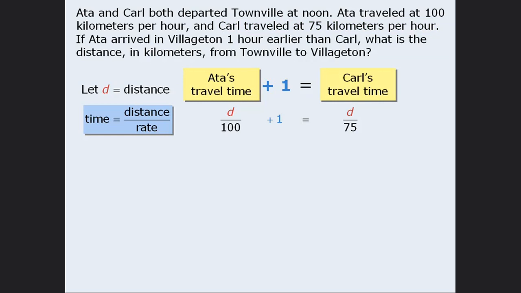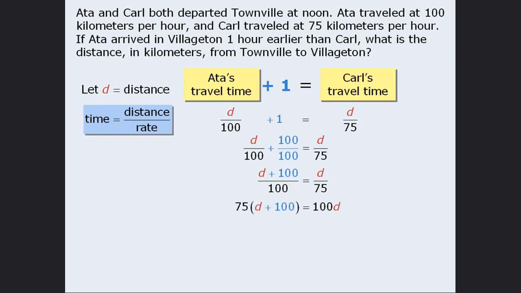At this point, we have an equation we can solve for D. First, we will combine the terms on the left-hand side by first rewriting 1 as 100 over 100. Now that we have common denominators, we can add the terms to get the following. From here, we can cross-multiply, then expand the left-hand side, then subtract 75D from both sides, and then divide both sides by 25 to get D equals 300. So the distance from Townville to Villageton is 300 kilometers.